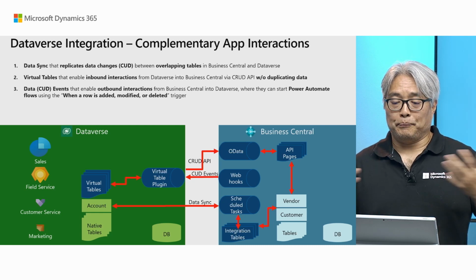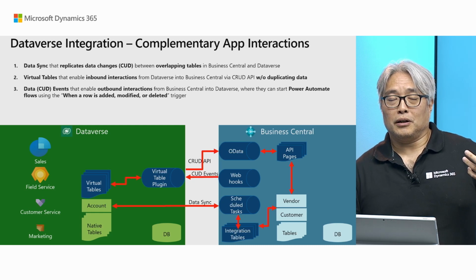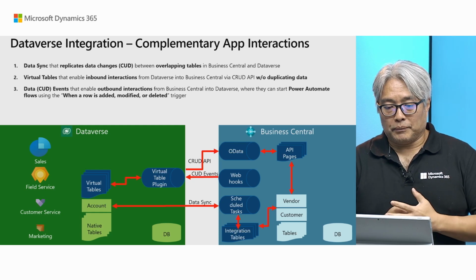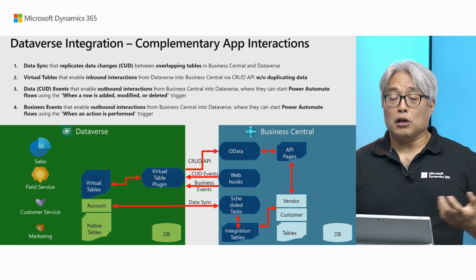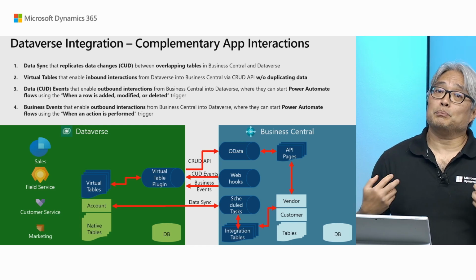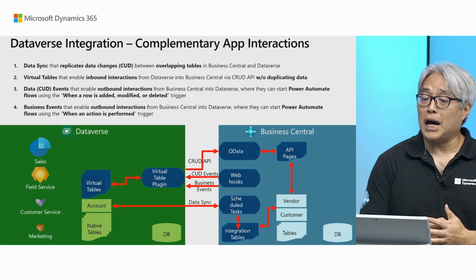So that's actually enabling the integration, outbound integration from Business Central into Dataverse. And finally, another outbound interaction is when Business Central can tell Dataverse that there's an action performed on their data or on anything, anywhere on the app itself.